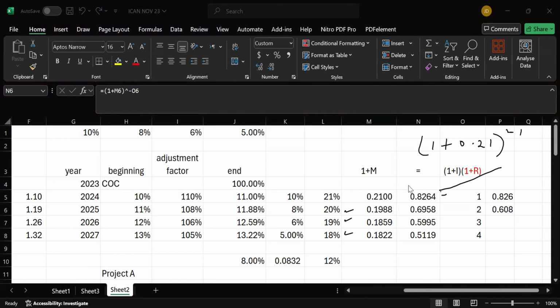So after you might have done this, there will be no need for you to deflate the cash flow, because this is your nominal discount rates, and this is your discount factor.